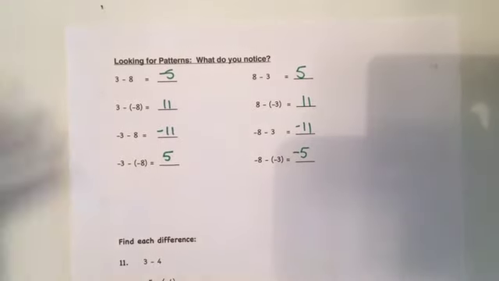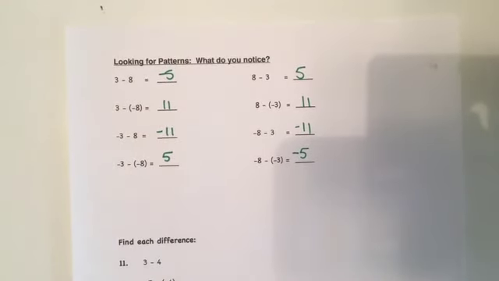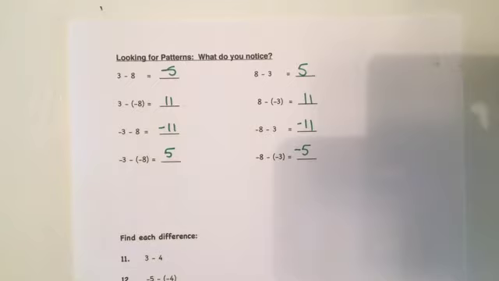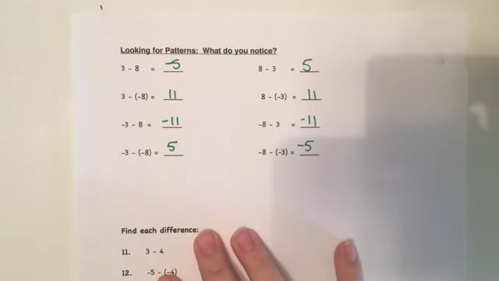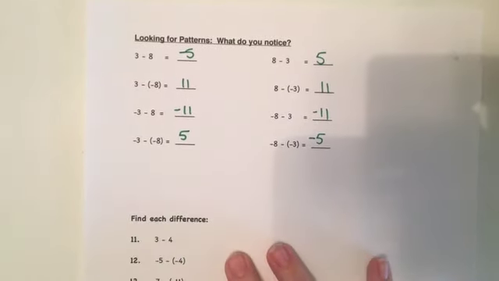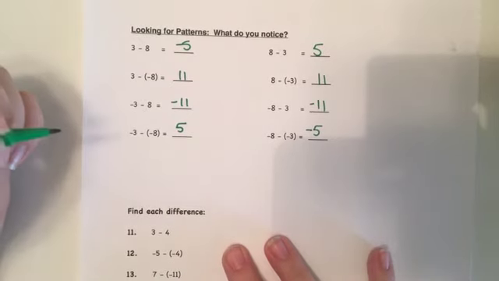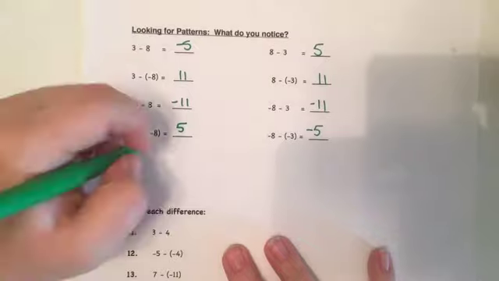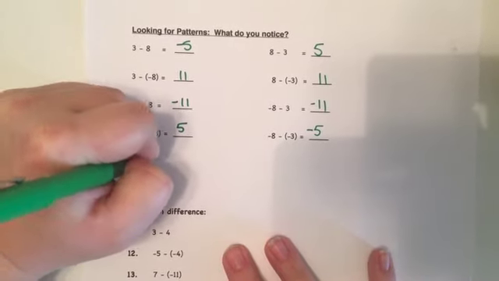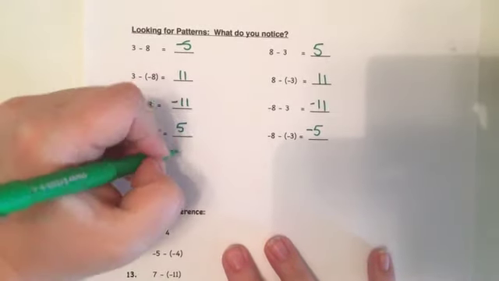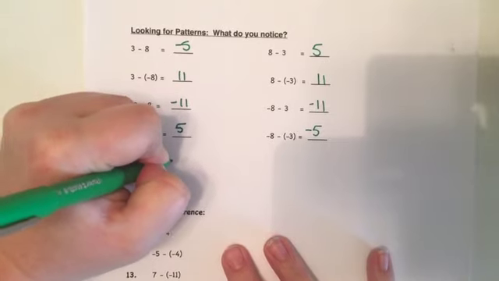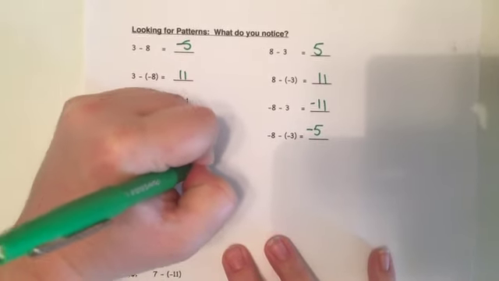All right, so really when we come to subtracting integers, there really is only one final rule. The final rule is that anytime you're subtracting a negative, you actually can change the subtraction to addition of the opposite. So our final rule that we're going to be talking about in class, we're going to say that we're going to add the opposite.